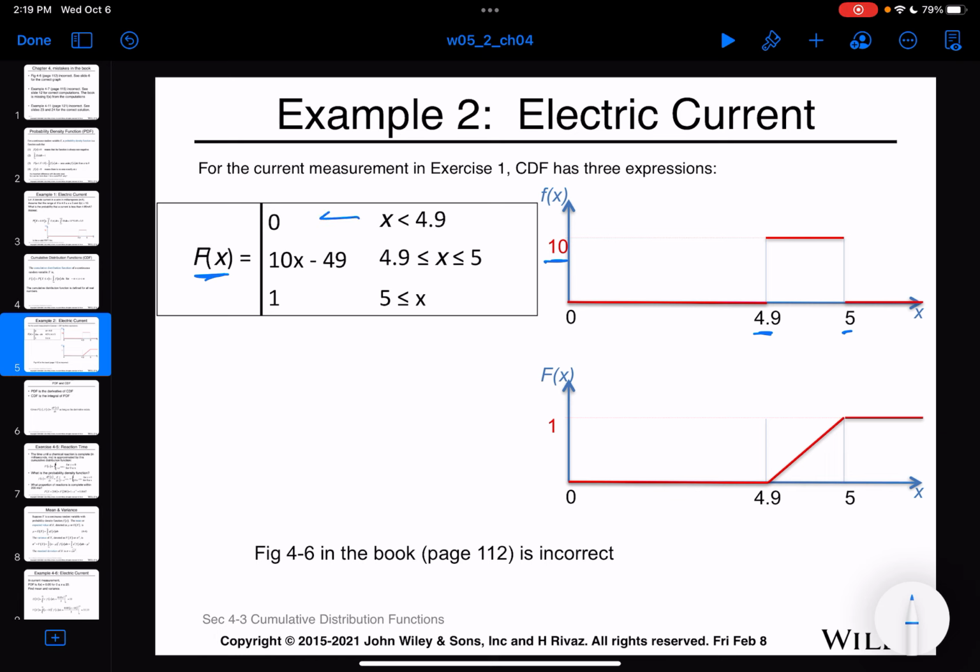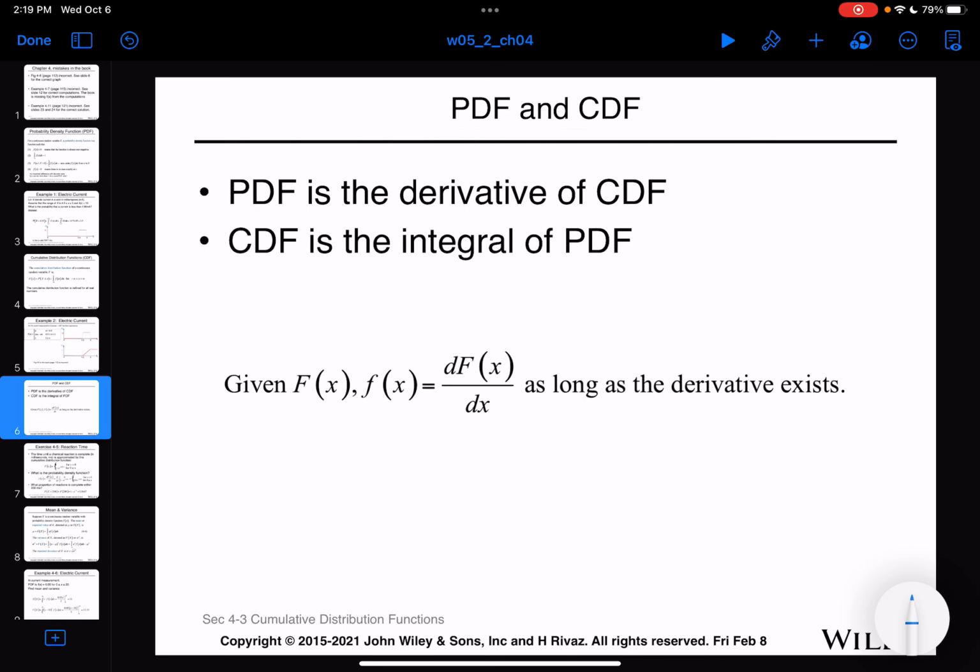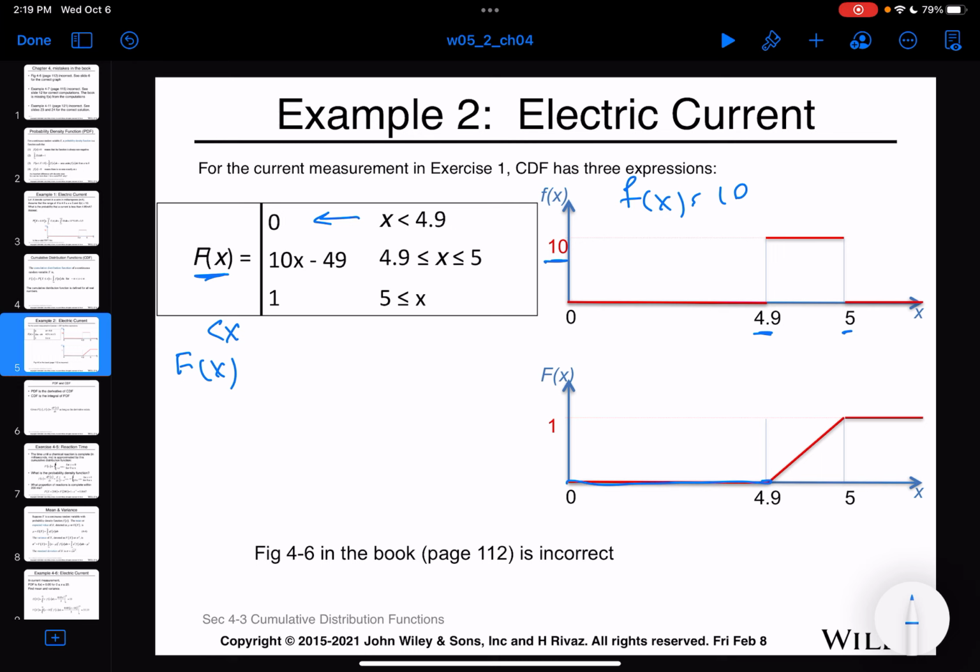So for x less than 0, F of x is 0, because the integral of 0 is 0. And remember, f of x is 10. So if x is between 4.9 and 5, F of x is going to be the integral from 4.9 to x of 10 dx, right? And if you do the integral, you get this function here, 10x minus 49, right?